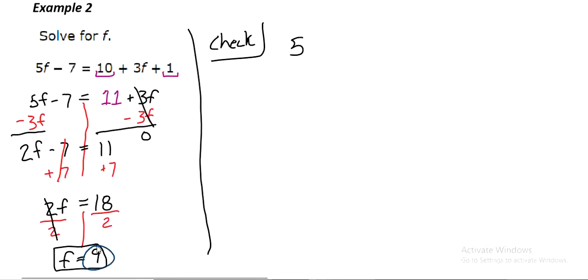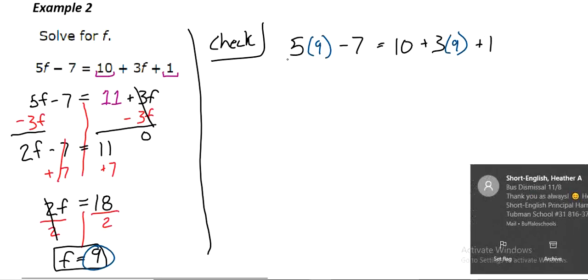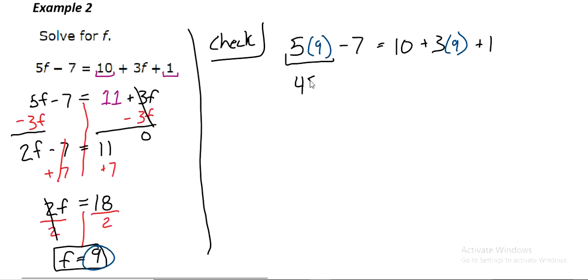5 and then f equals 9. So instead of 5f, I'll put 5 parentheses 9 minus 7 equals 10 plus 3. Instead of f, I'll put parentheses 9 plus 1. All right, solving this through, 5 times 9 is 45. Three times 9 is 27.